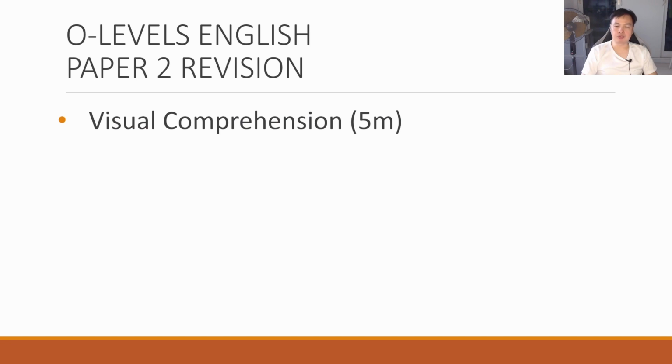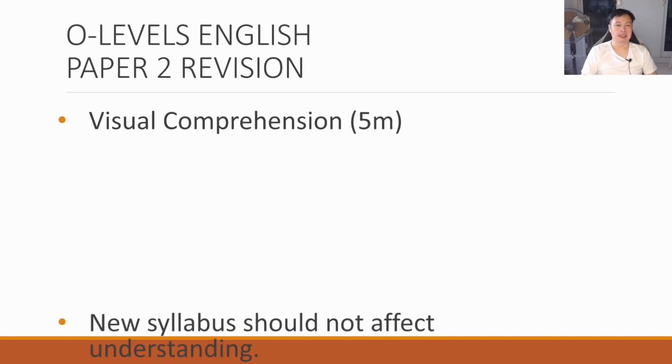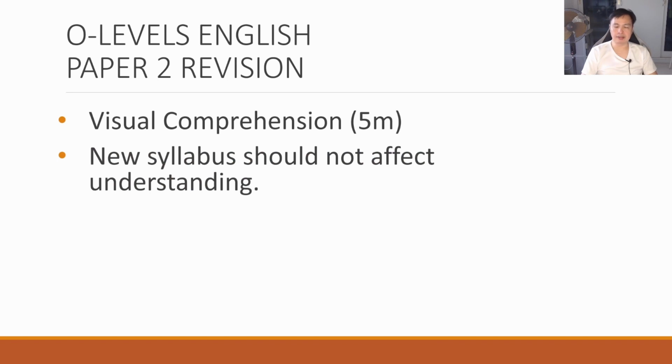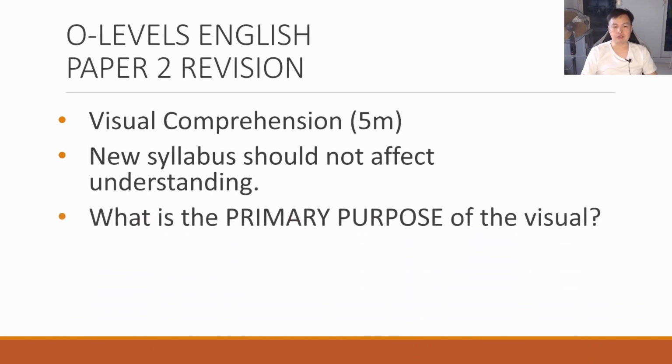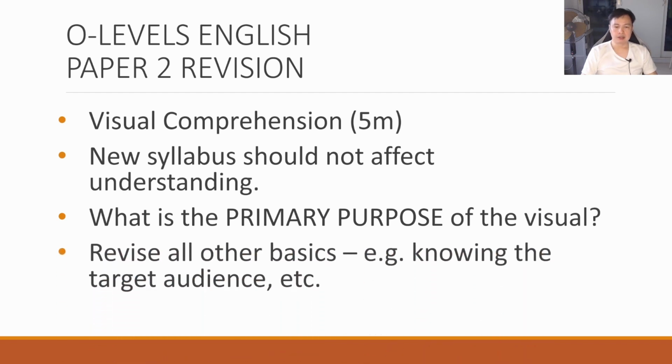Now we start off the paper with the visual comprehension, which is worth 5 marks. And the new syllabus should not affect your understanding of this exercise at all. In fact, most of my students tend to do better with the new syllabus because of the MCQ. So focus on the understanding. Understanding, what do I mean? Right, for example, what is the primary purpose of the visual, and you start from there. Your purpose will be your compass. Without this purpose, you're not giving the visual a lot of context, and that will not help you with the exercise, right? And of course, revise all the other basics, for example, knowing the target audience, etc., right?